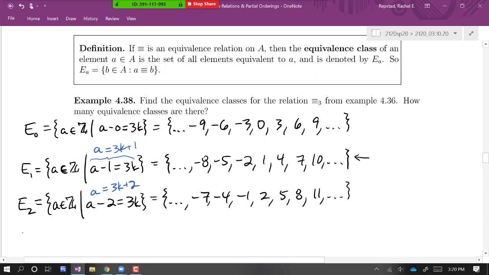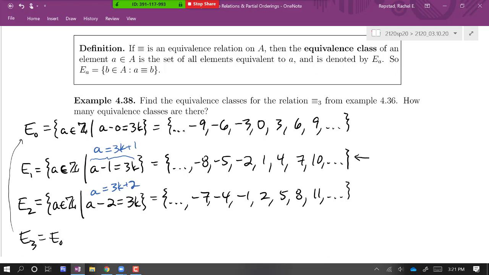So all of these are infinite sets. What about the equivalence class of 3? It's going to be back to the first one. It's going to consist of precisely the same elements. Because if something's equivalent to 3, that means that a minus 3 is a multiple of 3, or a is 3 more than a multiple of 3. And if you're 3 more than a multiple of 3, you're a multiple of 3, right? Are you though? I'm pretty sure. I've studied this extensively. I'm pretty sure that if you add 3 to a multiple of 3, you get another multiple of 3.